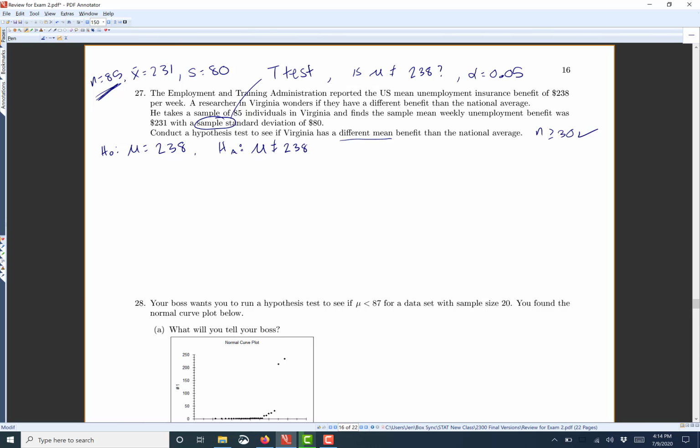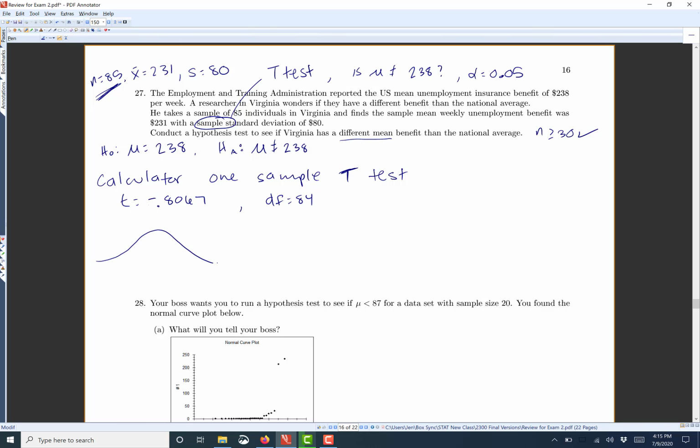Now, in this class, we've learned how to use our calculator for everything. So we go into our calculator and we find one sample t-test. If you don't remember how to do this, you'll need to go back to the lecture videos to see how we did the t-test. And my calculator gives me that t equals negative 0.8067. It might tell me that degrees of freedom equals 84. If it doesn't, that's just fine.